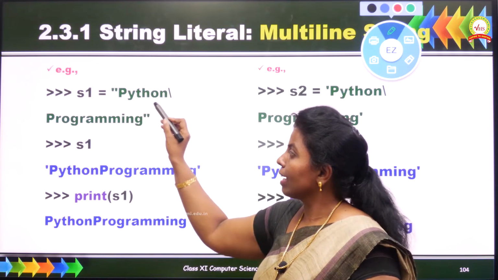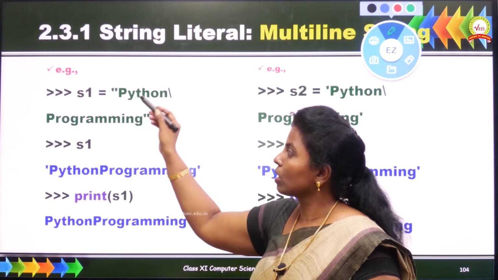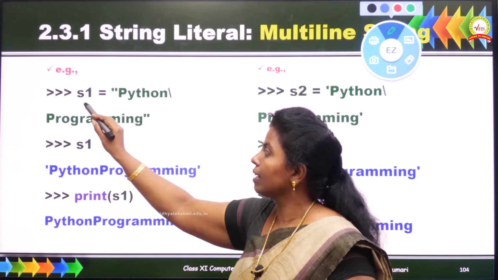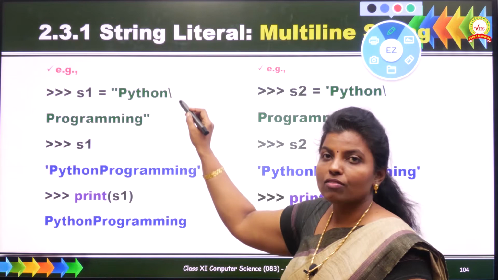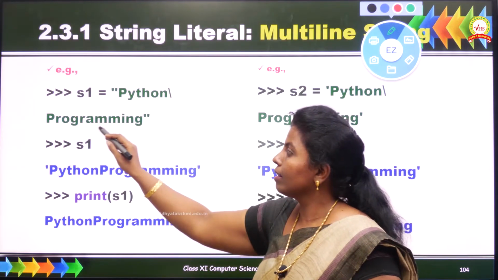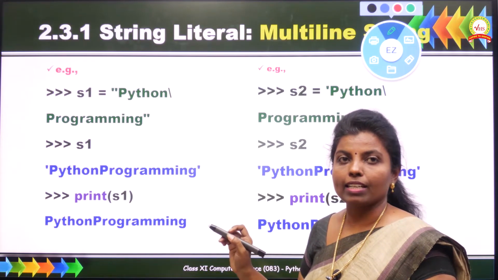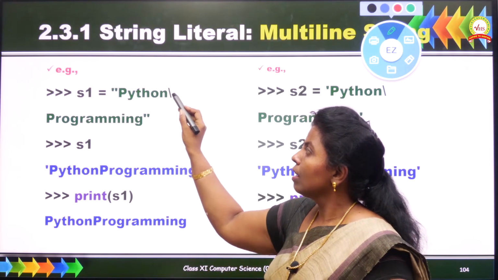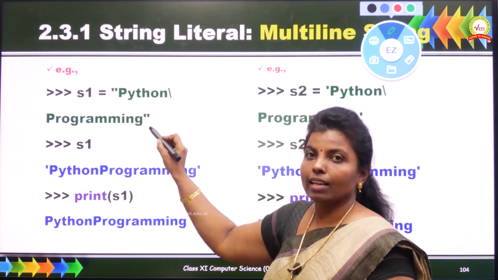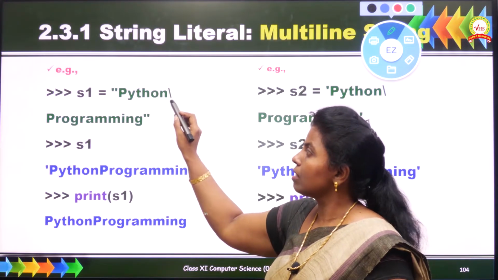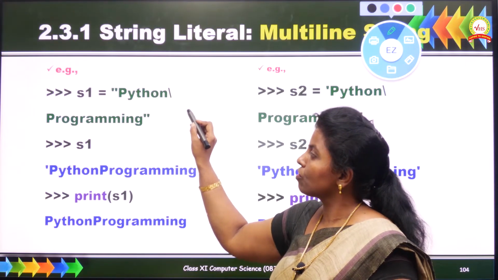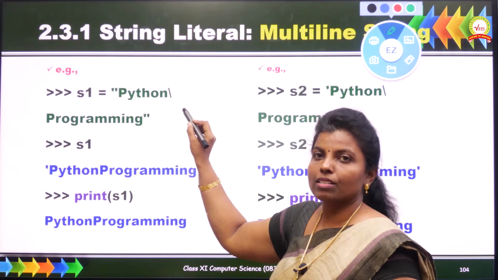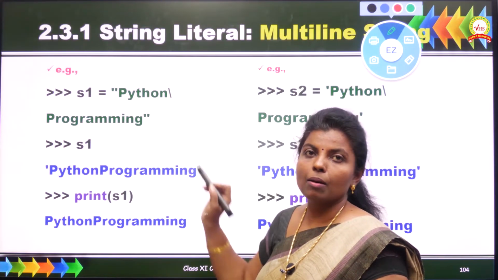And this string is spanning across multiple lines. Here you can see S1 equal to Python. I have just given a backslash over here, and here again programming has come in the next line. This is considered a multi-line string because, at the end, this is the concluding line, the last line, but this is the previous line. As I have come to the next line, I have given a backslash over here. So this is considered multi-line.